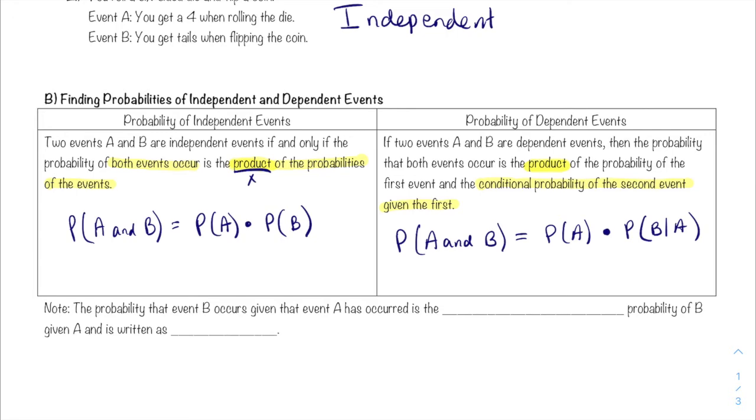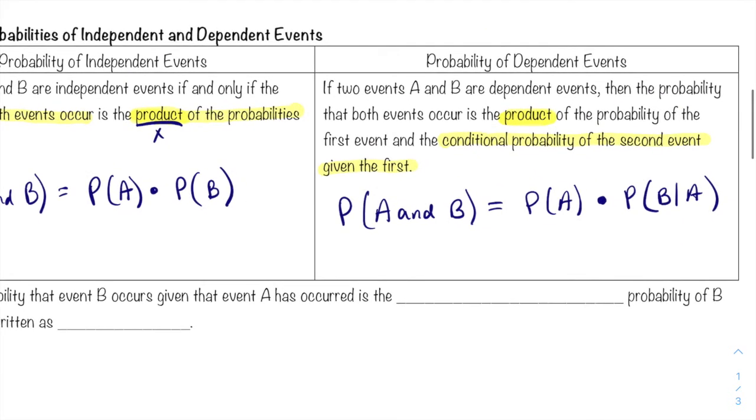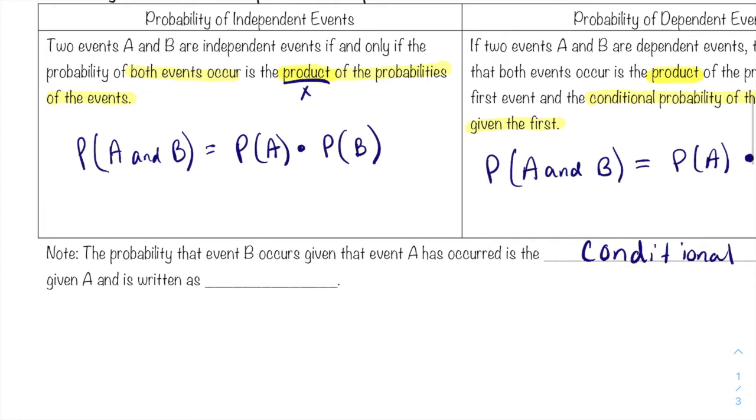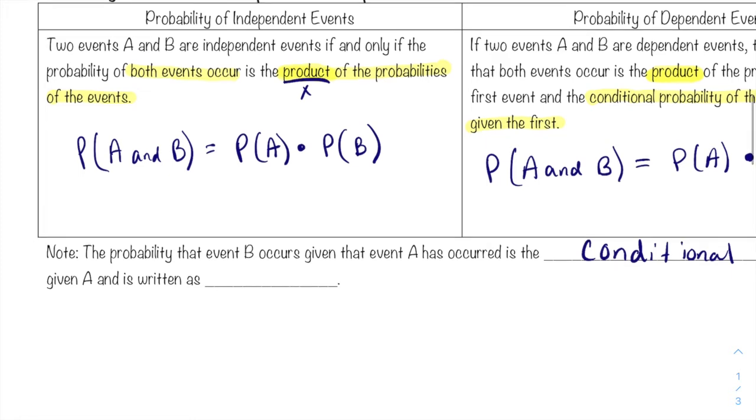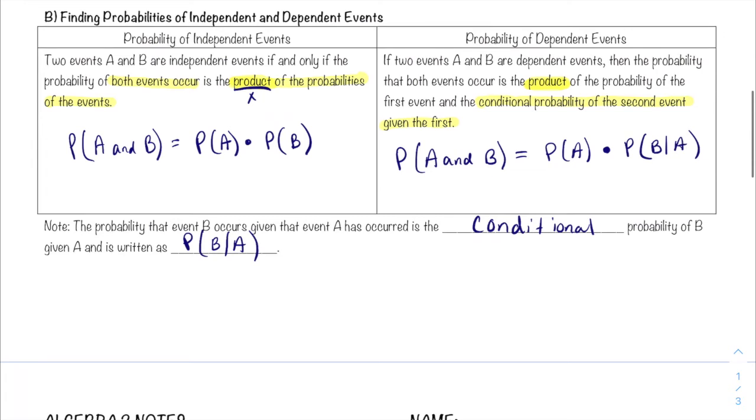So note the probability that event B occurs given that event A has occurred is called the conditional probability of B given A and is written as the probability of B given A. So that's the math language there that is written. This will make a lot more sense when we actually do some actual examples here. So here's a set of events, and we're going to calculate. First, we need to understand whether this is going to be independent or dependent.